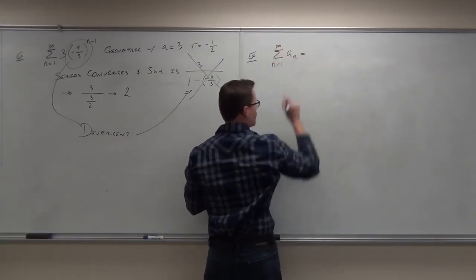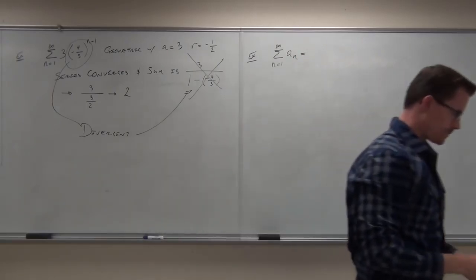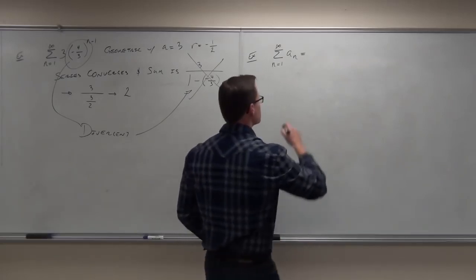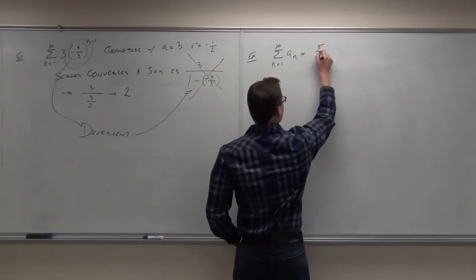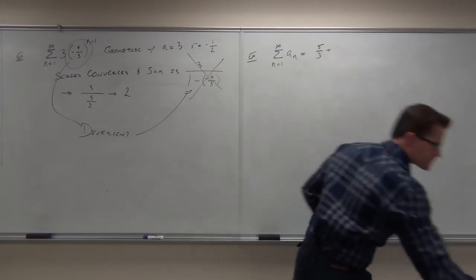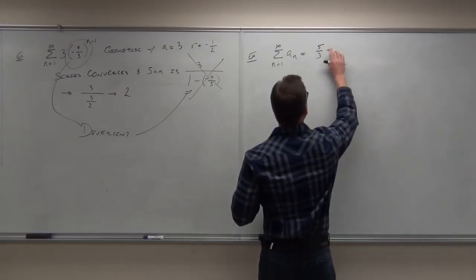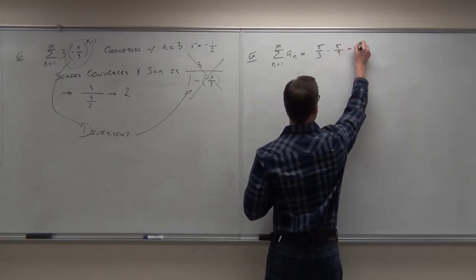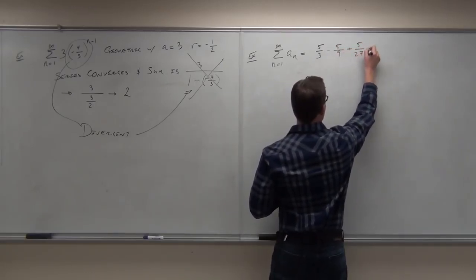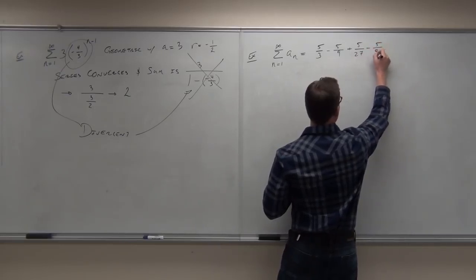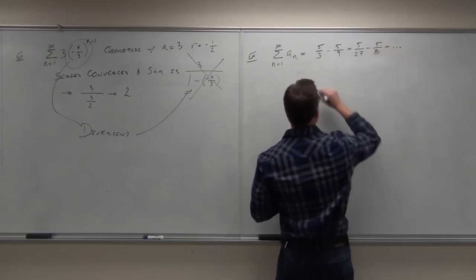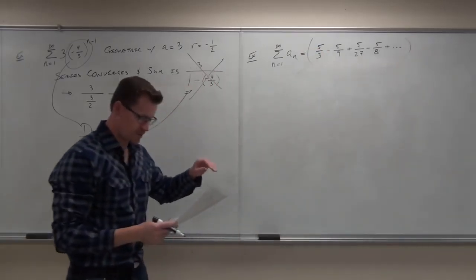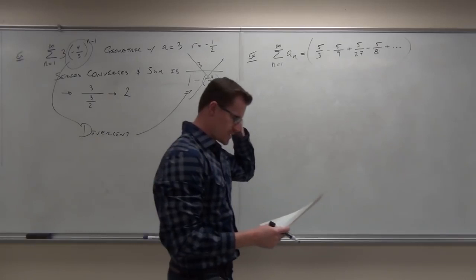Let's say we don't have an explicit a sub n. It's not given to us. All we know is that this thing is 5/3 plus, I'm sorry, minus 5/9 plus 5/27 minus 5/81, plus so on and so forth. So it's alternating signs. We know 5 is always on the numerator, and we're going 3, 9, 27, 81.